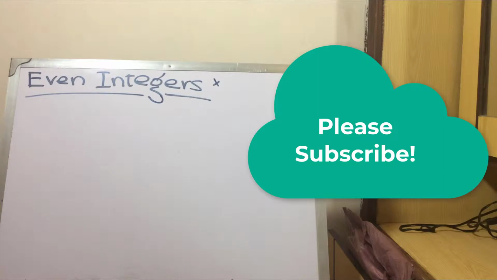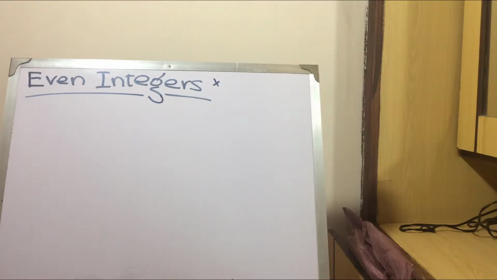Going to talk about even integers. What are even integers? Even integers are those when you divide them by 2, the remainder comes 0. Let's write some numbers.